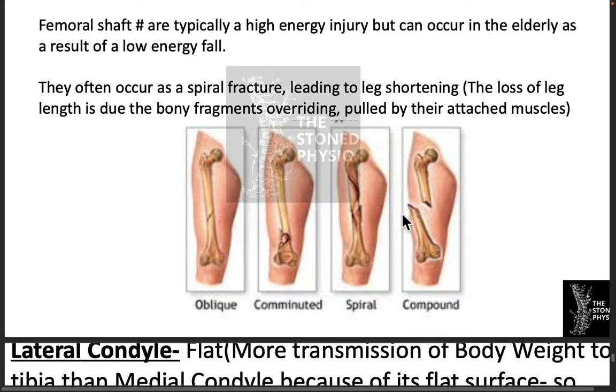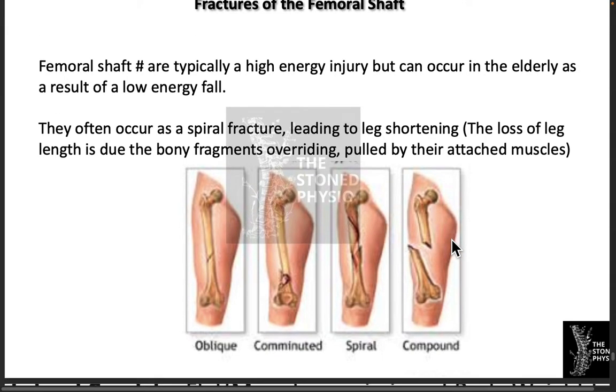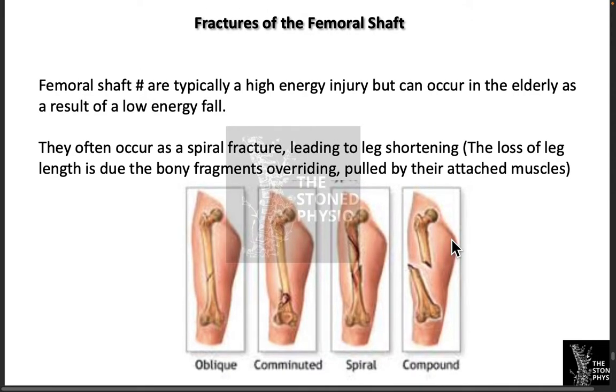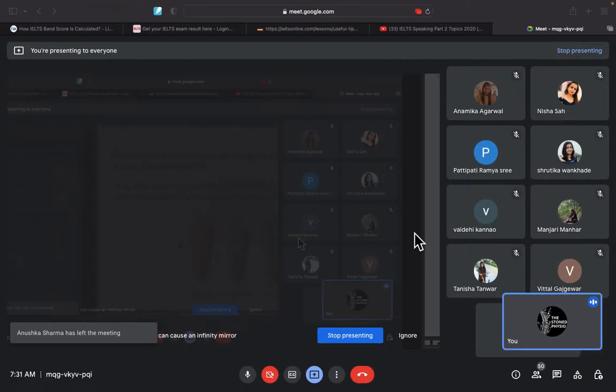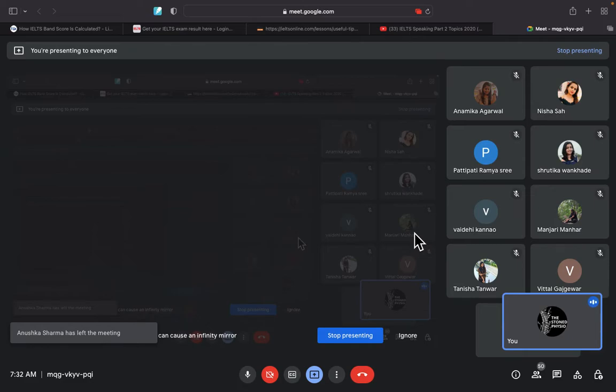They have shown this wrong here. Most commonly, if there is a shaft of femur fracture, the proximal fragment of the femur will move laterally, and the distal fragment will move more medially. So they have not shown it properly, but most commonly, with a fracture of the shaft of femur, the proximal fragment moves laterally and the distal fragment moves medially.